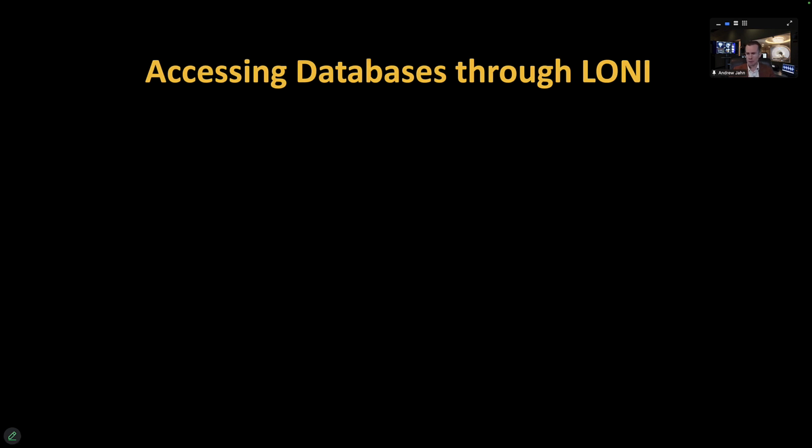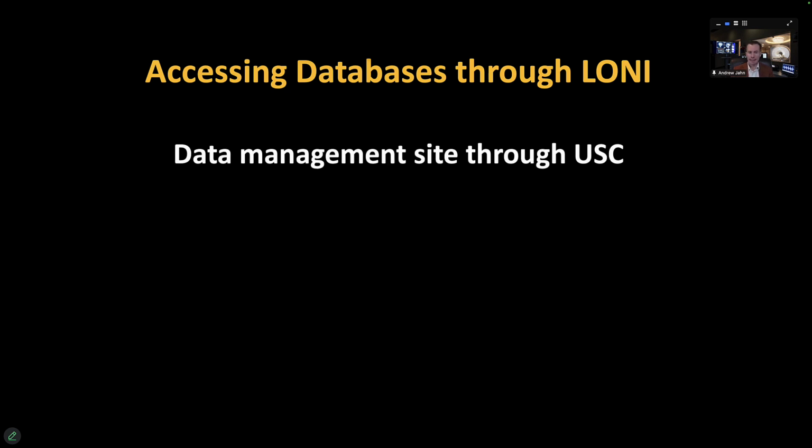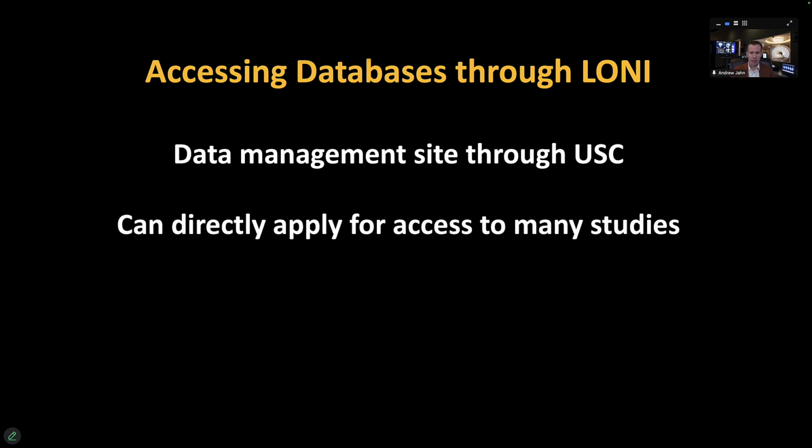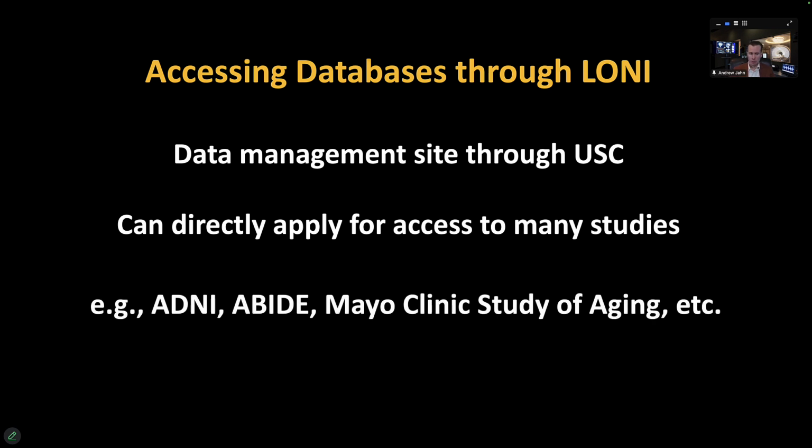So the first demonstration that I'll show you is accessing databases through something called LONI, or the Laboratory of Neuroimaging. It's a data management site through the University of Southern California. Through this, you can directly apply for access to many studies. For example, there's the Alzheimer's Disease Neuroimaging Initiative, there's ABIDE, which focuses on subjects on the autism spectrum, the Mayo Clinic Study of Aging, and other ones as well.